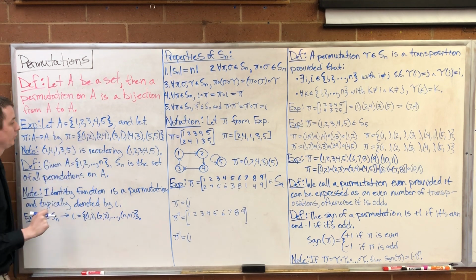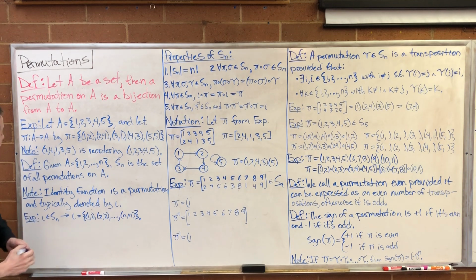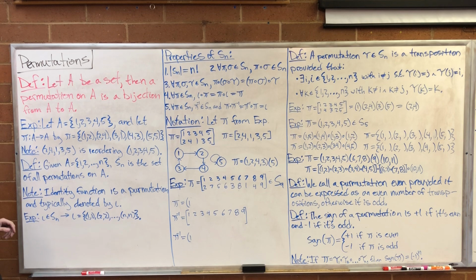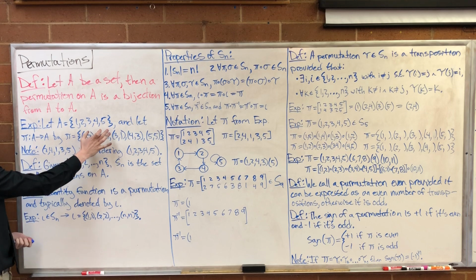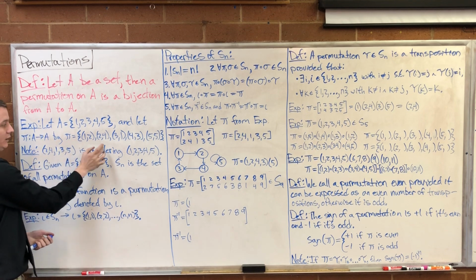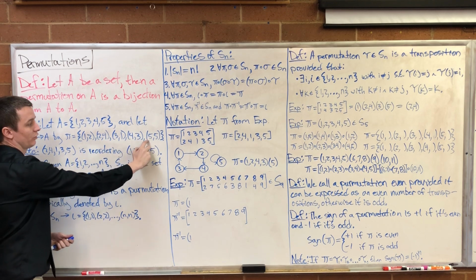So let's look at an example real quick. Let A be the set 1, 2, 3, 4, 5, and let pi, typically we use Greek letters to signify permutations. So I'm going to be using pi a lot, sigma a lot, iota for the identity, and then there's another one, but we'll see it when we come across. Okay, so let A be the set of numbers 1, 2, 3, 4, 5, and let pi be a function from A to A by pi is equal to this function. Maps 1 to 2, 2 to 4, 3 to 1, 4 to 3, 5 to 5.